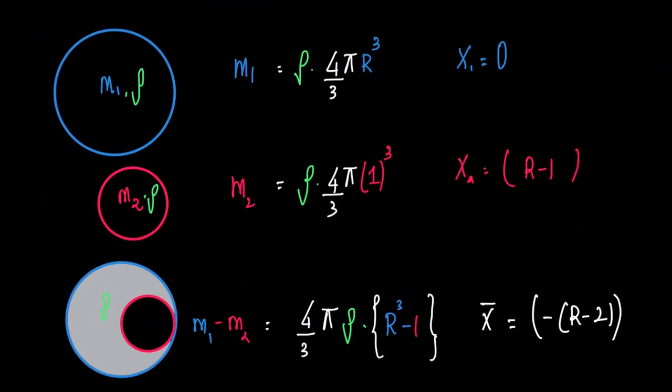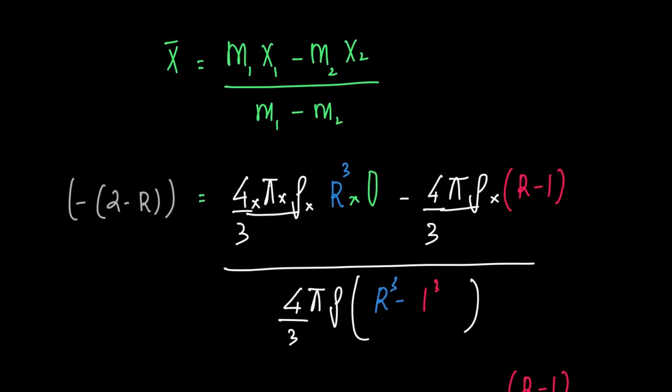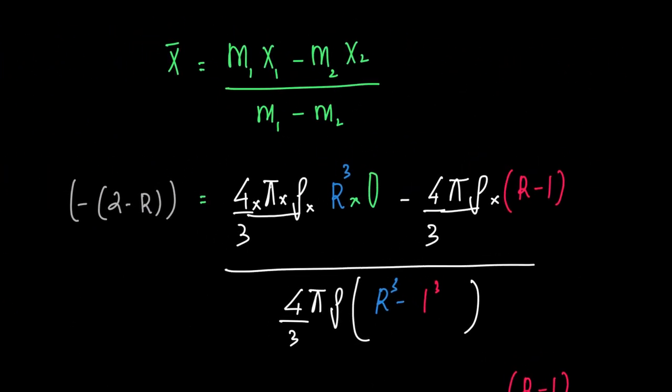So coming to this, now basically what do we have? We have m1 x1, m2 x2, and we have m1 minus m2 and x bar. What can we derive out of this? Yes, exactly. What we have is the formula for center of mass of the composite figure, which is x bar equal to m1 x1 minus m2 x2 by m1 minus m2, right? What is x1? 0. What is x2? r minus 1. What is x bar? Minus 2 minus r. What is m1 minus m2? 4 by 3 pi into rho r cube minus 1 cube, right?